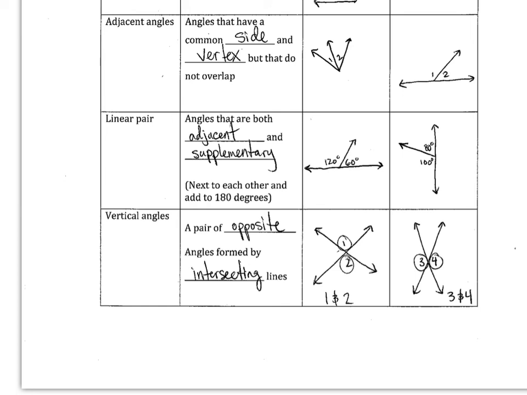Vertical angles. Vertical angles are a pair of opposite angles formed by intersecting lines. So vertical angles, they'll share the same point. They're right across from each other. So those two are vertical angles, and then these two are vertical angles. So a pair of opposite angles, across from each other, formed by intersecting lines.